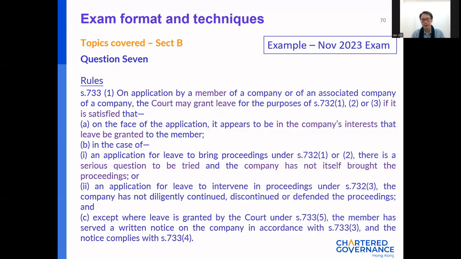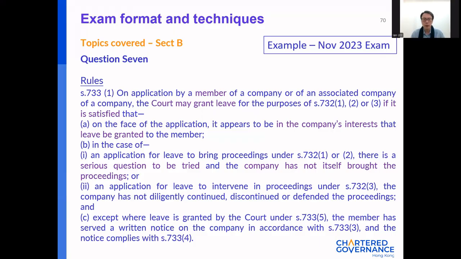So what happens if the court considers your case? What can the court do? The court may grant leave if it is satisfied that on the face of the application, it appears to be in the company's interest that leave be granted to the member. Of course, the judge still wants to find out what this is about. What is the problem? What are you claiming against? And if it turns out there is a prima facie case based on the information provided, and it's in the interest of the company to allow the member to bring forward the case on behalf of the company, then generally the court will grant leave for the member to do so.